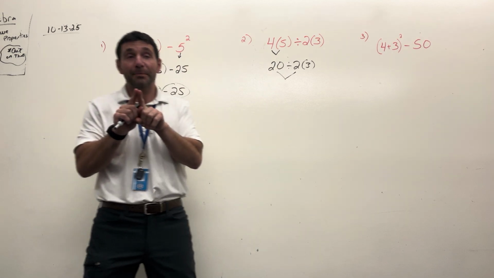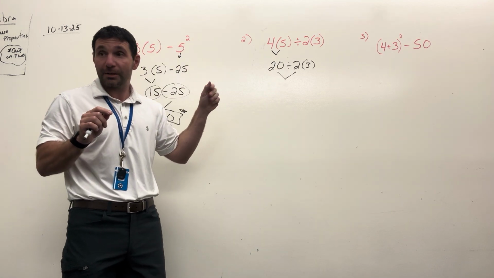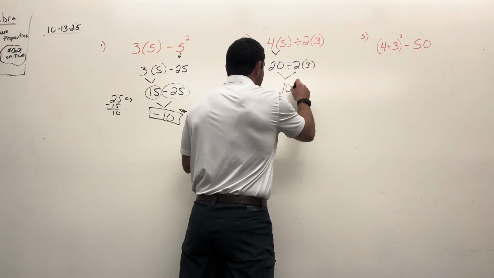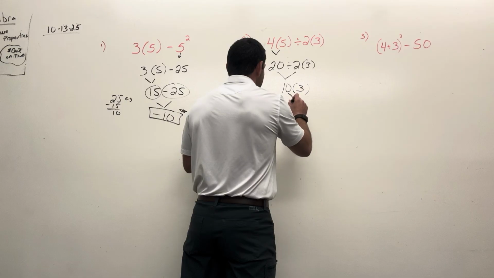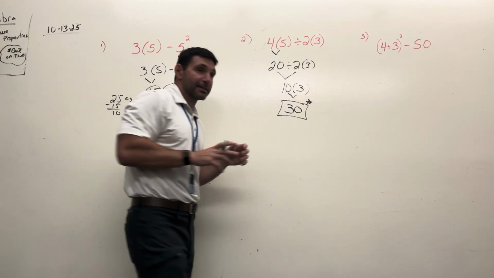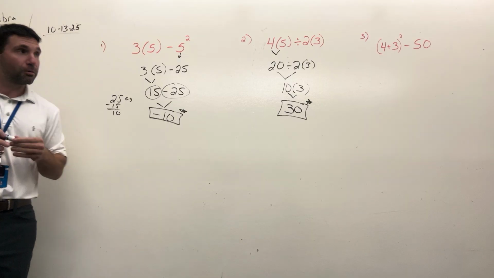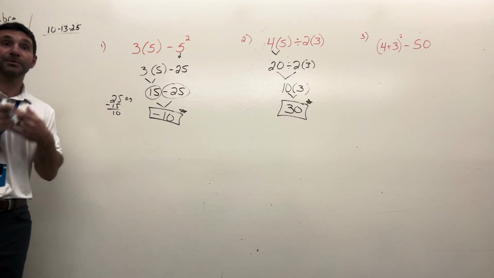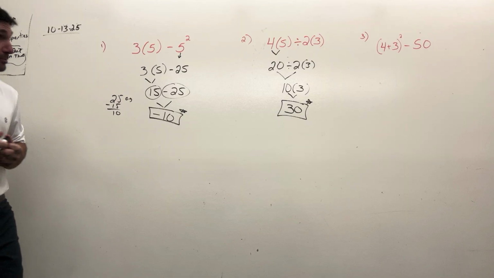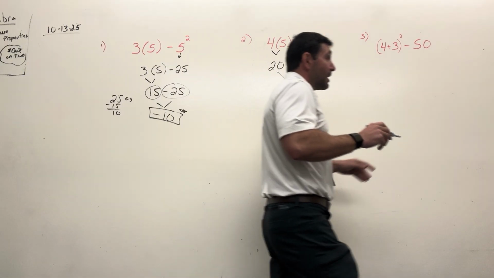Multiply and divide are the same operation in order of GEMDAS. You do what's from left to right. So 20 divided by 2 is 10, multiplied by 3, which is 30. Okay, you will see a question like this on your quiz, except you'll probably have to evaluate, which means substitute in. Remember that? Okay, last but not least.